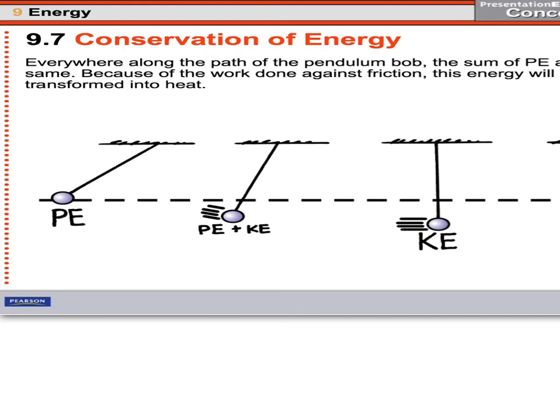So if I'm holding it here, this is my line, it's just sitting still, it's just potential energy. As it starts to swing down, it has both potential energy and kinetic energy. It's moving, so it has kinetic, but it's not all the way at its zero point, so it has potential still. Down here at the bottom, it has all kinetic energy because it's moving, but it can't go any lower, so there's no potential energy left. And then when you get back up here to this point on this side, it's basically the same as where you started.